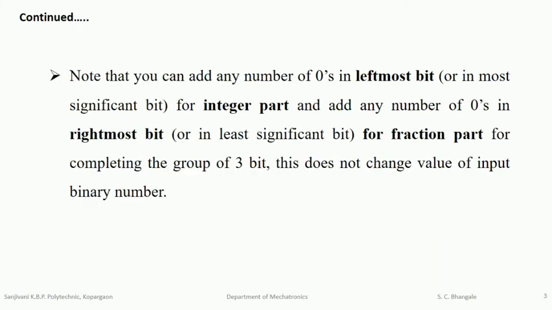The important point to remember here is that you can add any number of zeros in the leftmost bit, or most significant bit, for the integer part, and add any number of zeros in the rightmost bit, or least significant bit, for the fraction part, for completing the group of 3 bits. This does not change the original value of the given binary number. Now we'll discuss some examples of how we can convert a given binary number into the equivalent octal number system.